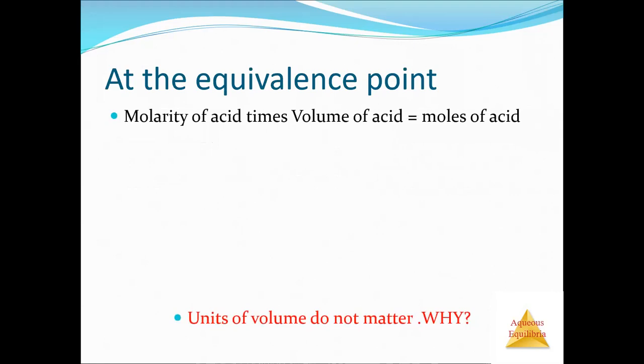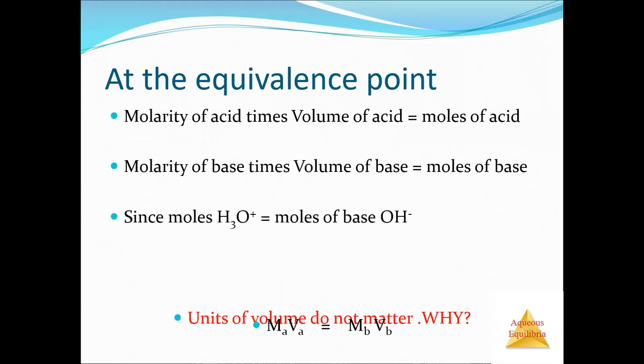If the moles of H plus the acid delivers equal the moles of OH minus delivered by the base, you can use this simplified formula because you don't have to deal with the molar ratio. So you can take the molarity of the acid times the volume of the acid, that's equal to the molarity of the base times the volume of the base. Units of volume do not matter. Why?